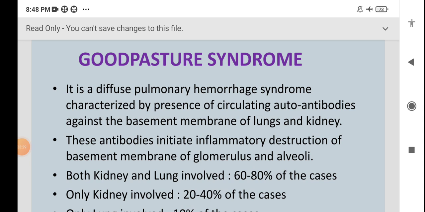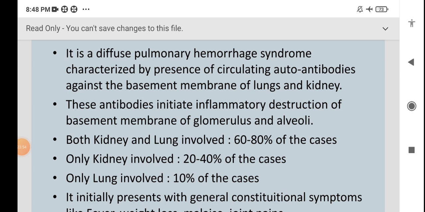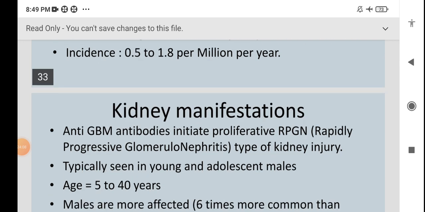Coming to Goodpasture syndrome. It is a diffuse pulmonary hemorrhage syndrome characterized by the presence of circulating autoantibodies against the basement membrane of lungs and kidney. These antibodies initiate inflammatory destruction of the basement membrane of the glomerulus and alveoli. Both kidney and lung are involved in 60 to 80% of the cases. Only kidneys are involved in 40% of the cases. Lungs only, 10%. It initially presents with general constitutional symptoms like fever, weight loss, malaise, joint pains. What's the incidence here? 0.5 to 1.8 per million per year.